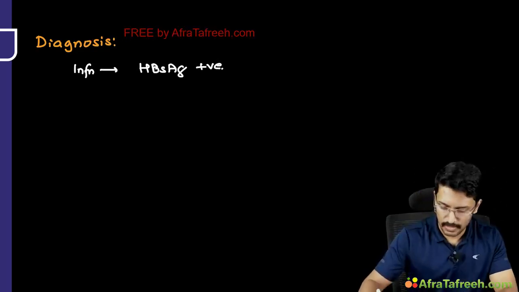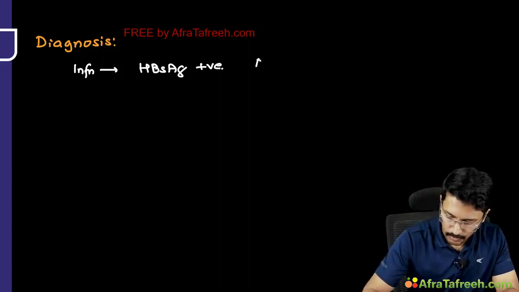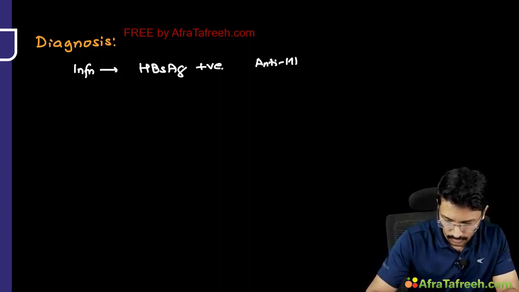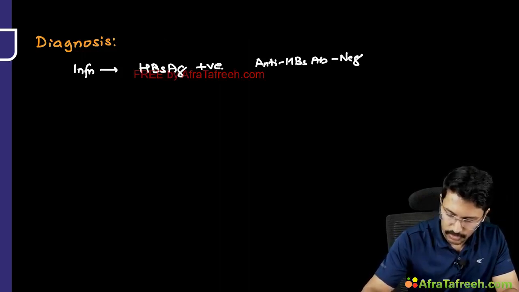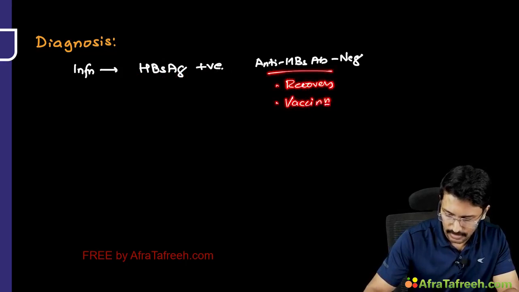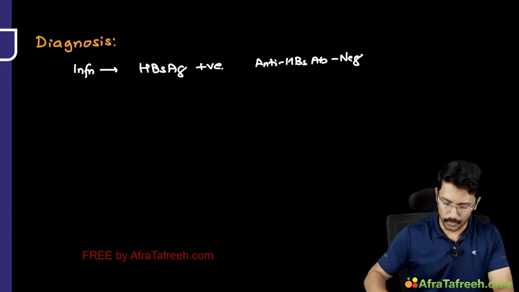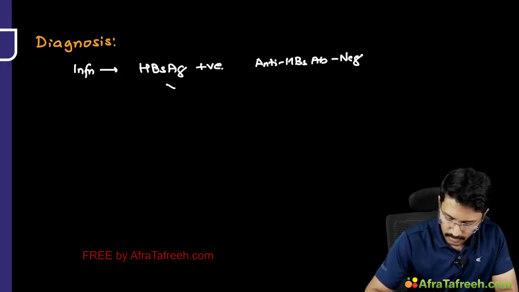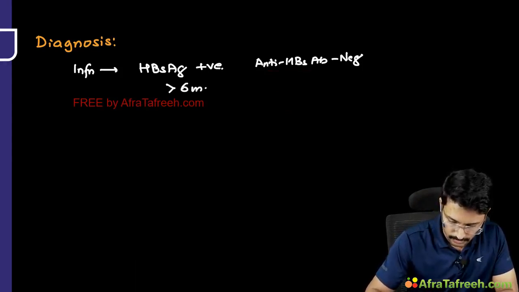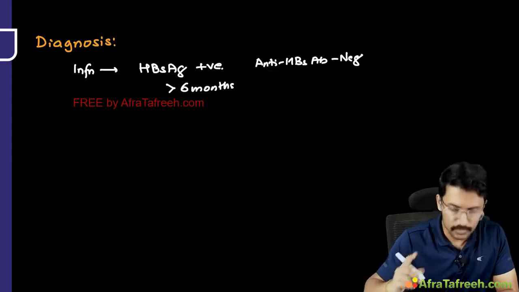Now when HBsAg is positive, then what will happen to HBs antibody? Obviously it has to be negative. When it is positive, it only indicates two things, either recovery from a previous infection or vaccination status, nothing more than that. Okay. Now infection is proven and we will call it chronic when it persists for more than 6 months. That is one point.